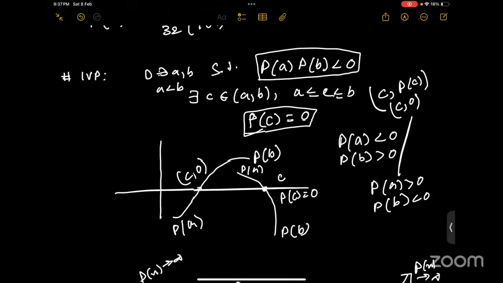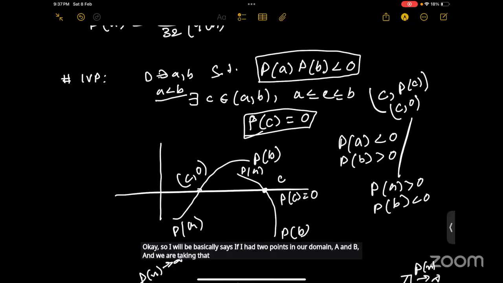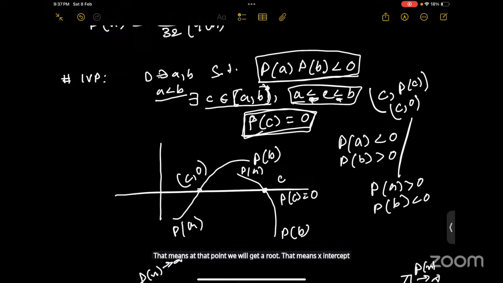Okay, so IVP basically says if I have two points in our domain, A and B, and we are taking that A is less than B, and if the multiplication of the functional value of A and the functional value of B is negative, then there will be a point in this interval such that the functional value of that point is 0. That means at that point we will get a root, that means an x-intercept, right? And why is it so?